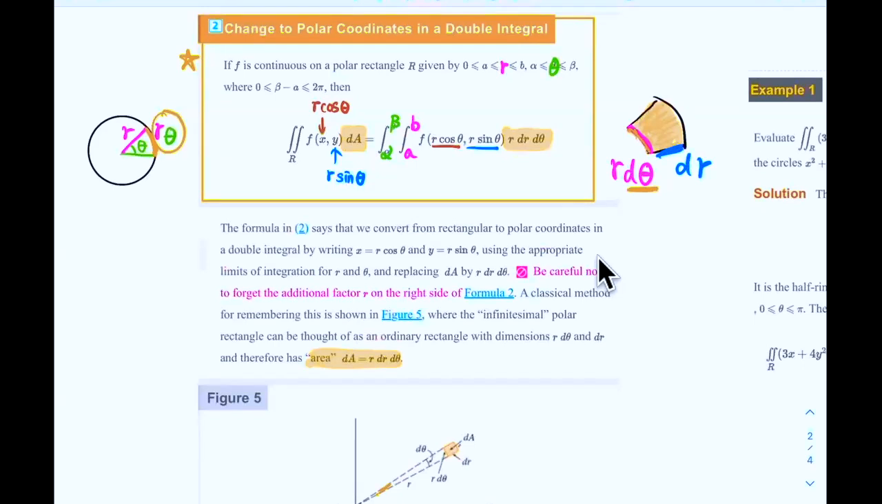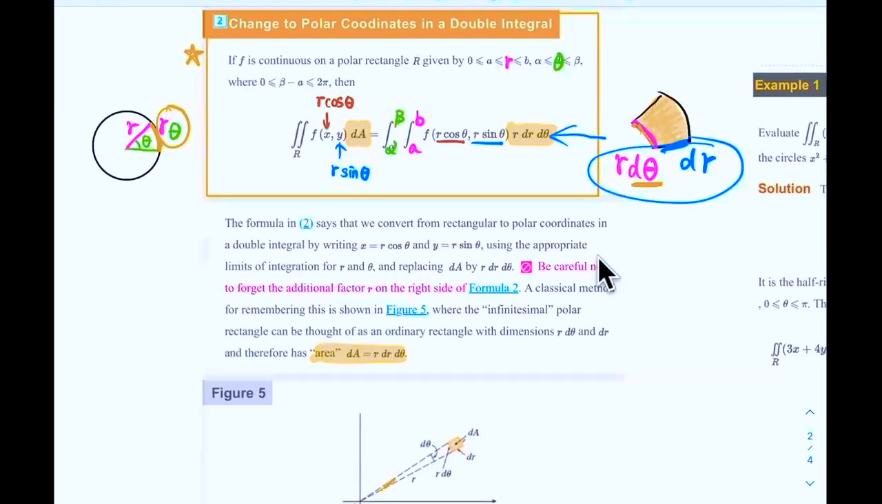So this polar subrectangle, you can think about it almost like a rectangle. So it's kind of length times width. So r dr d theta. That's how you got this. Think about that. All right. So that's how you change it.